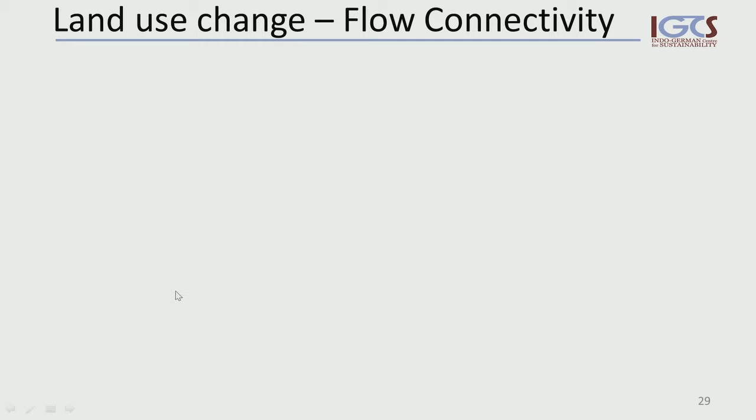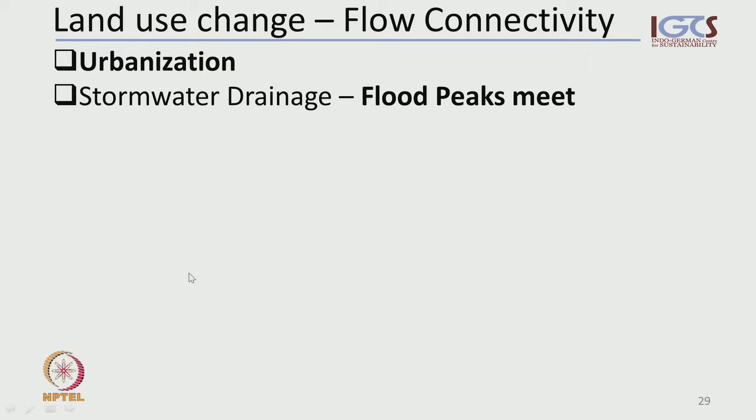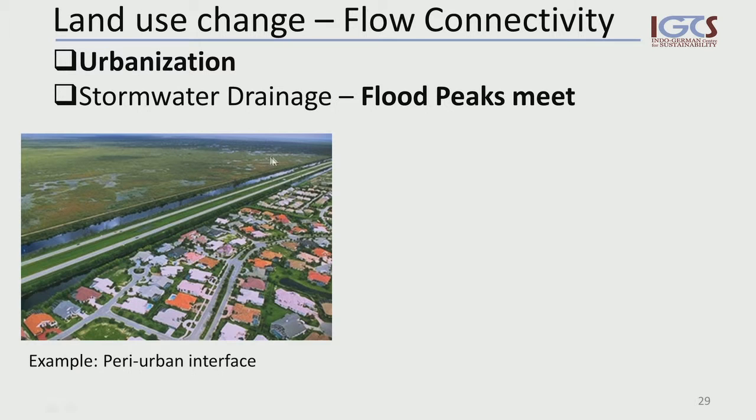Now, another factor of land use change is that we change our flow connectivity, our stream flow patterns. You've seen those in the examples of the channelization of streams, but urbanization and especially the stormwater management in our urban areas have a major impact on these flow connectivities. Just an example of a peri-urban interface where we have a floodplain here, then we have some canal which was constructed to drain water from this urban area to somewhere else, to move this water, remove it fast from this area, and then we have housing right next to this very wet wetland or floodplain area here.